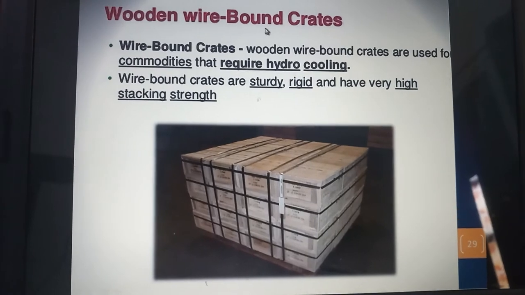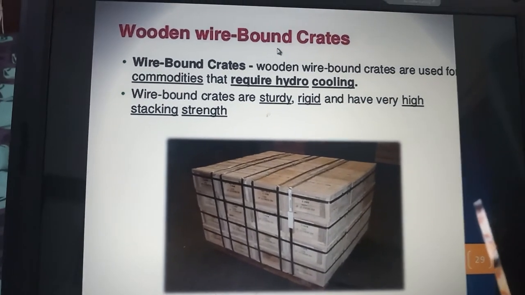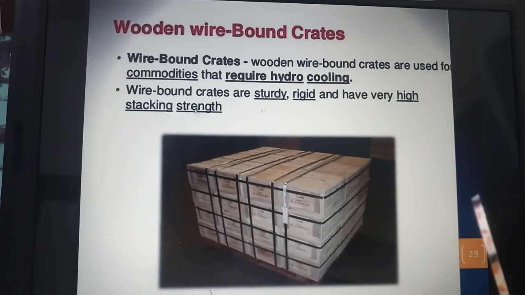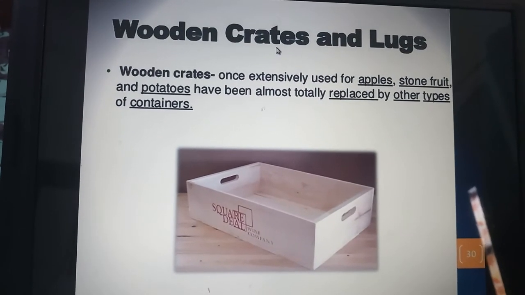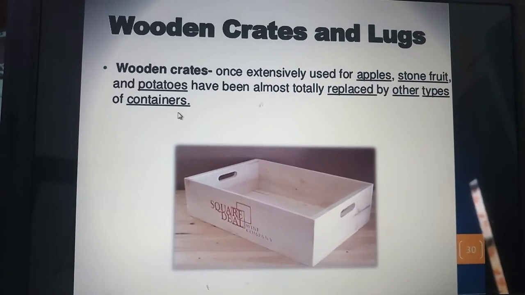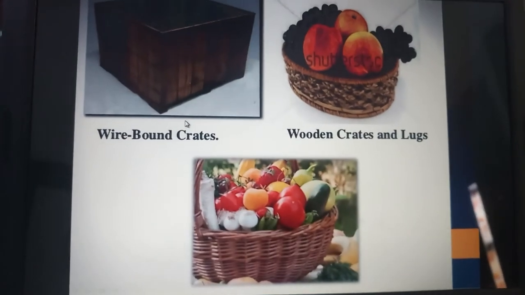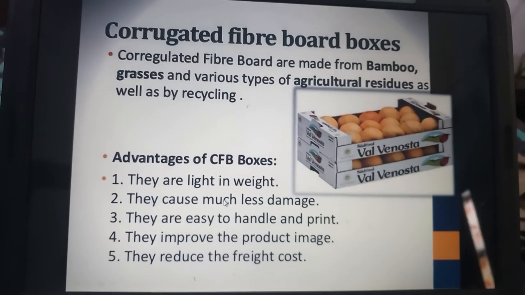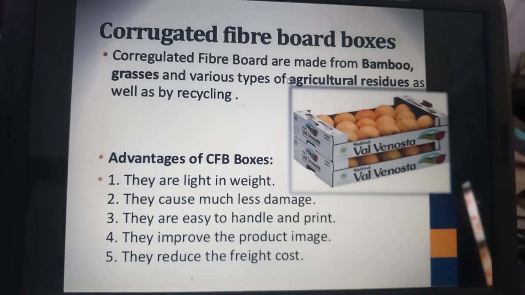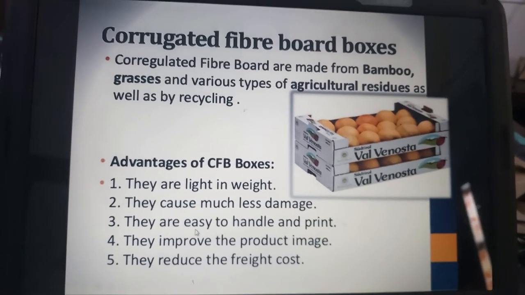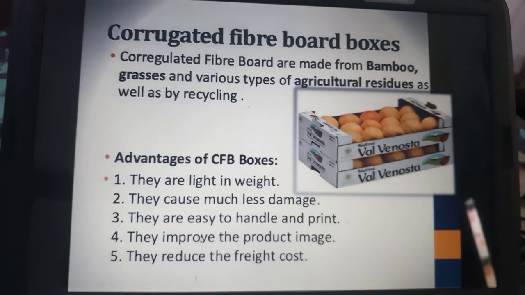Wooden wire-bound crates are another example. They are sturdy, rigid and have high stacking strength. Wooden crates and lugs, for example, are used for apples, potatoes and other things. Then there are corrugated fiber board boxes. They are light in weight, cause less damage, are easy to handle and improve the product image.